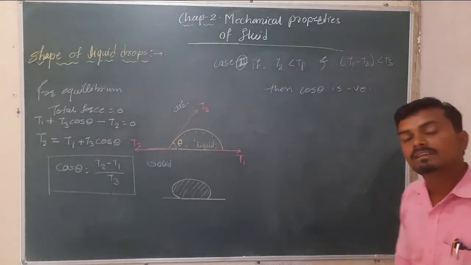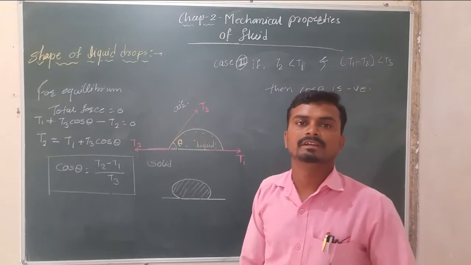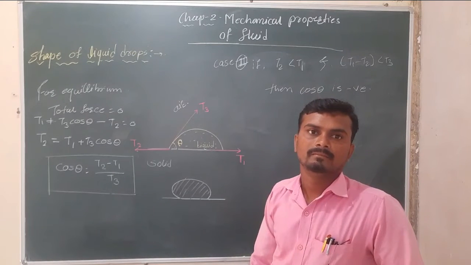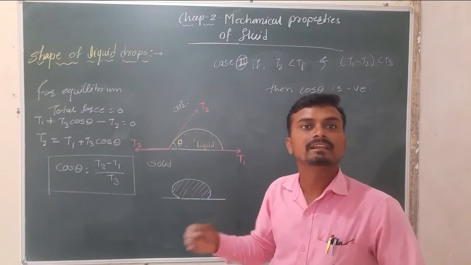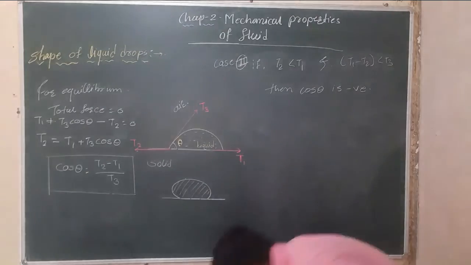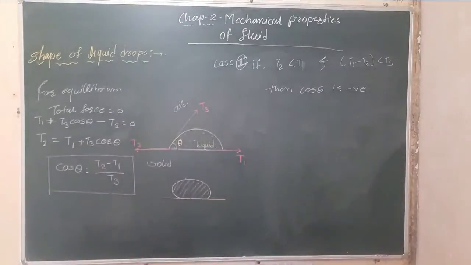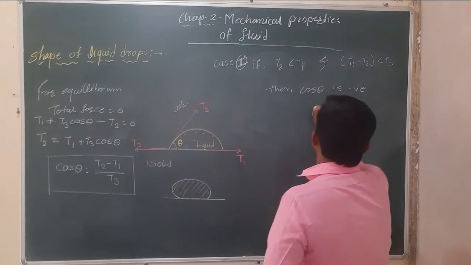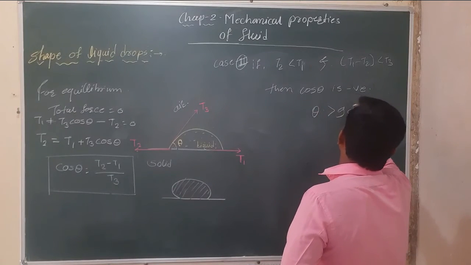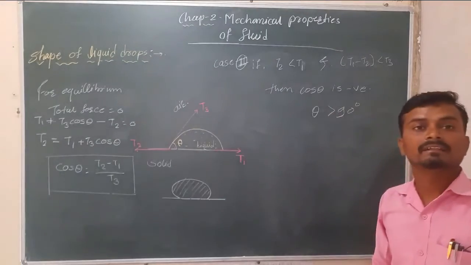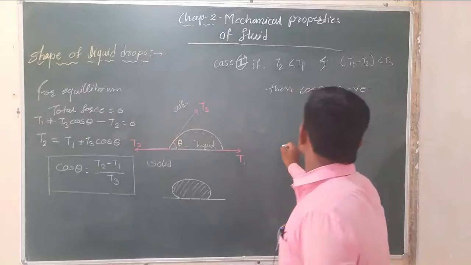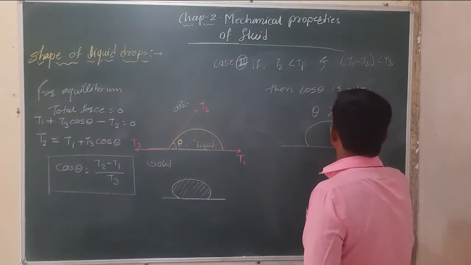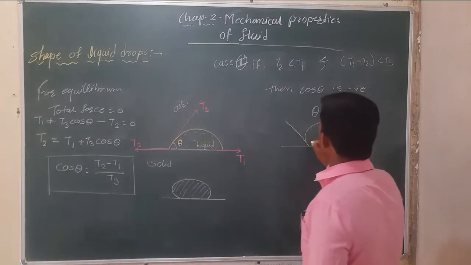And in that case, when cos of theta is negative, when the value of theta exceeds 90 degree, if theta is greater than 90 degree, then cos of theta becomes negative. That means theta is greater than 90 degree. And if theta is greater than 90 degree, then the shape of the liquid drop is like that. Here is that angle theta.